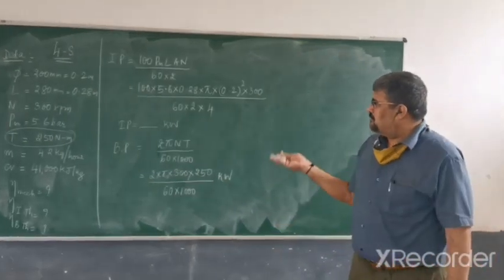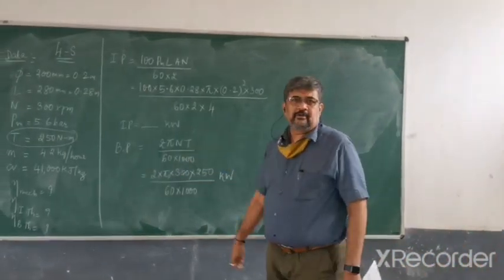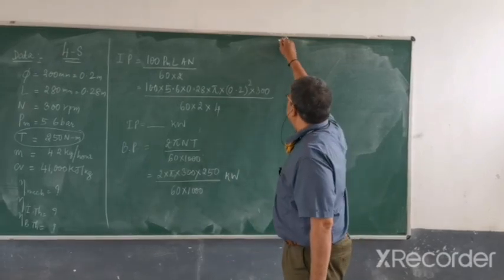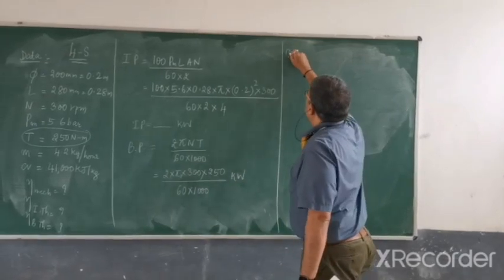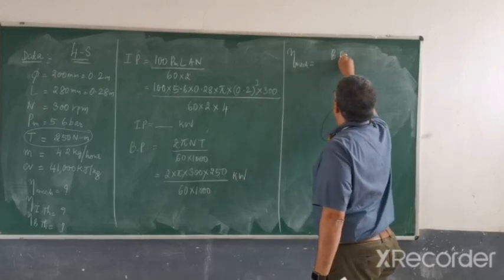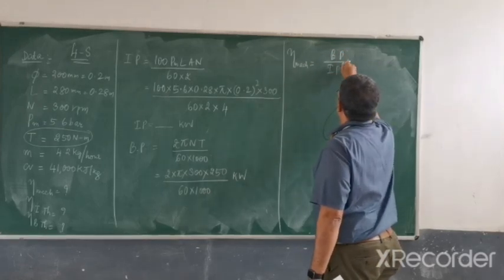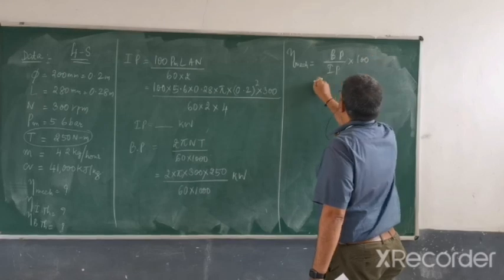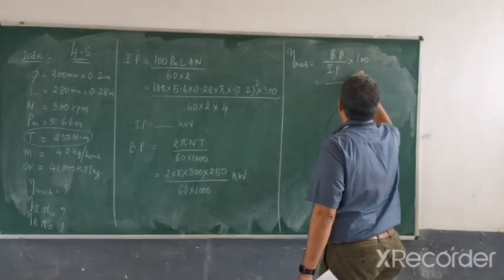Now once you get the value of brake power and the indicated power, you can easily find out the mechanical efficiency. So mechanical efficiency is brake power divided by indicated power into 100. So you will get some percent.